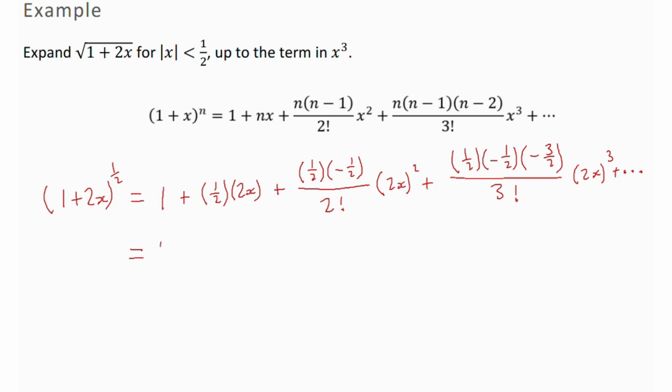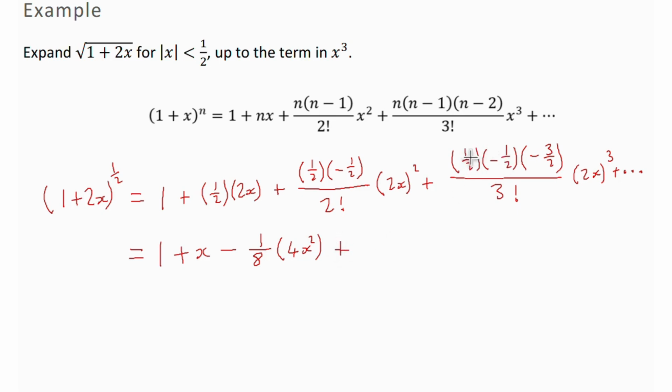Now simplifying this, we get 1. A half times 2x is just x. We have a half times minus a half, so it's going to become negative, which is a quarter. A quarter divided by 2 is an eighth. We've got then 1/8 times 4x squared.